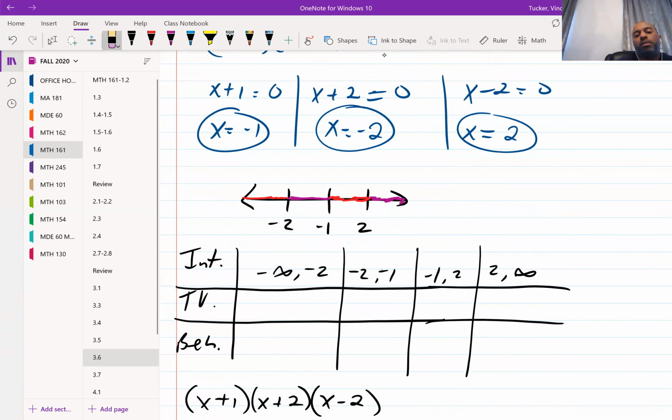All right. Any questions? And we see that our chart is still set up the same way. We have our intervals, test values, and the behavior of the graph or behavior of your function.